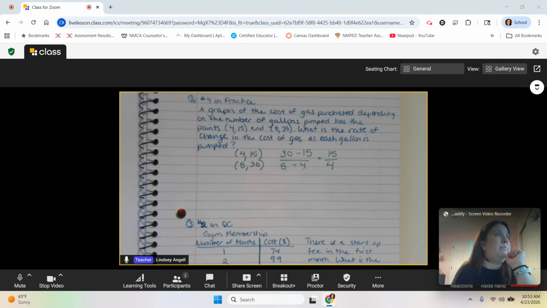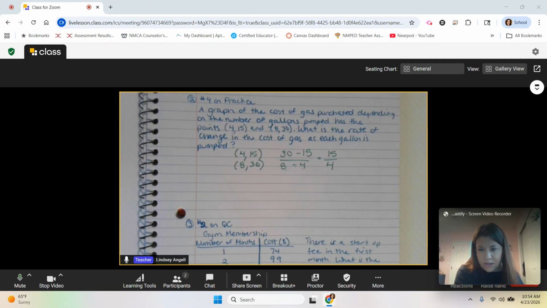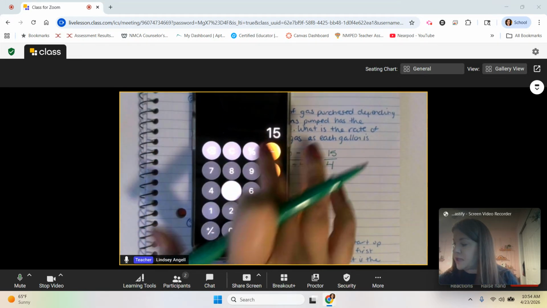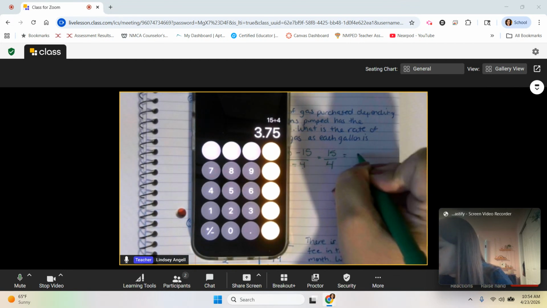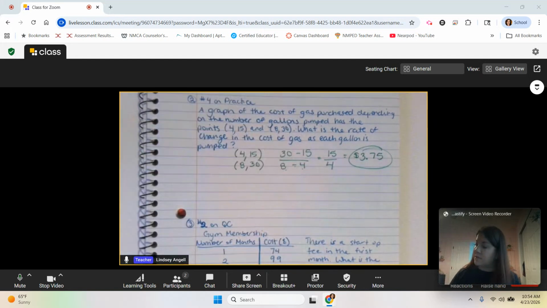And so with that, we're looking at the rate of change in the cost of the gas, right? So cost meaning money. So we don't want to leave this as a fraction because that's not how we look at money, right? We look at it in terms of decimals. So in order to solve, we would want to do 15 divided by 4, which gives us $3.75. Okay, that's how much each gallon costs.